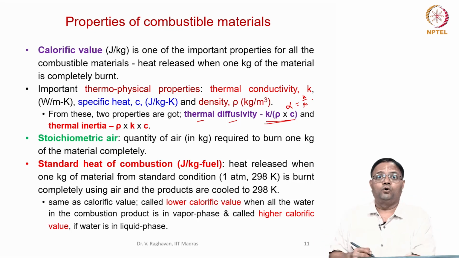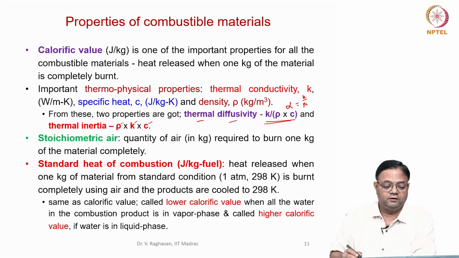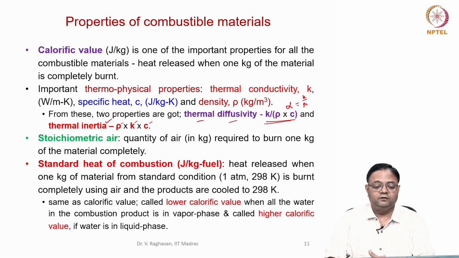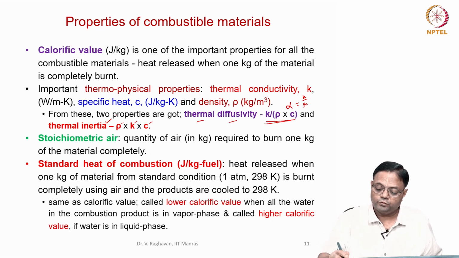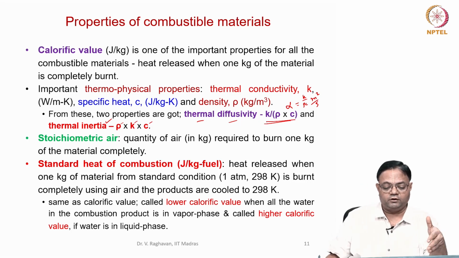Then in a fire scenario, another property, which is the product of rho, K and C, called thermal inertia, is also an important property. Thermal inertia is the product of density, thermal conductivity and specific heat. K by rho C is alpha, which has a unit of meter square per second, thermal diffusivity. Okay. So, these are the important properties.